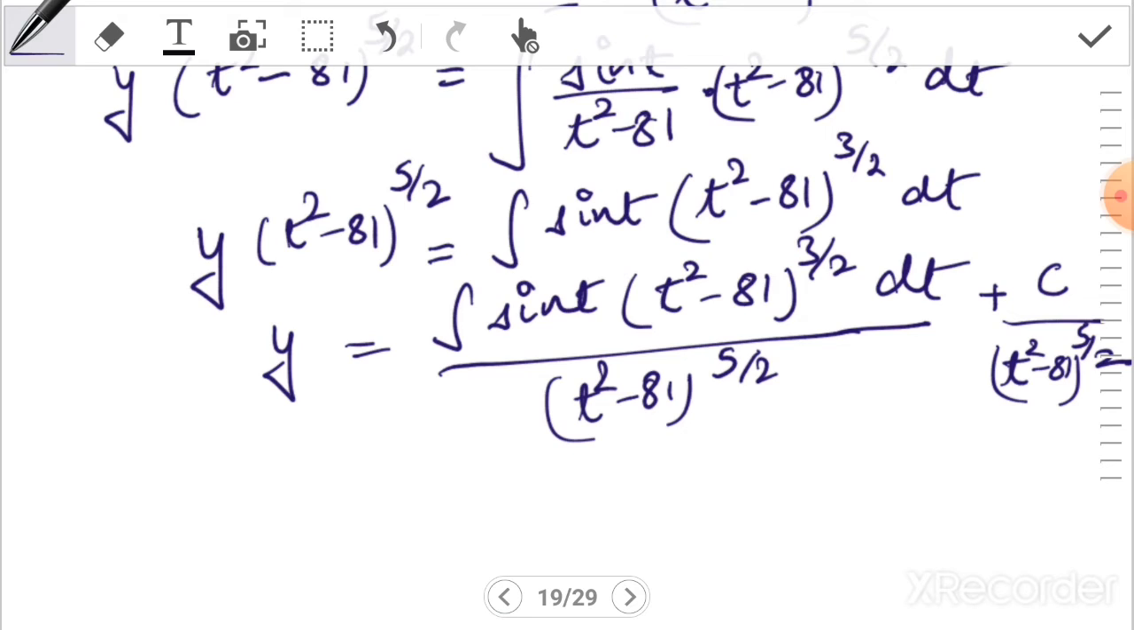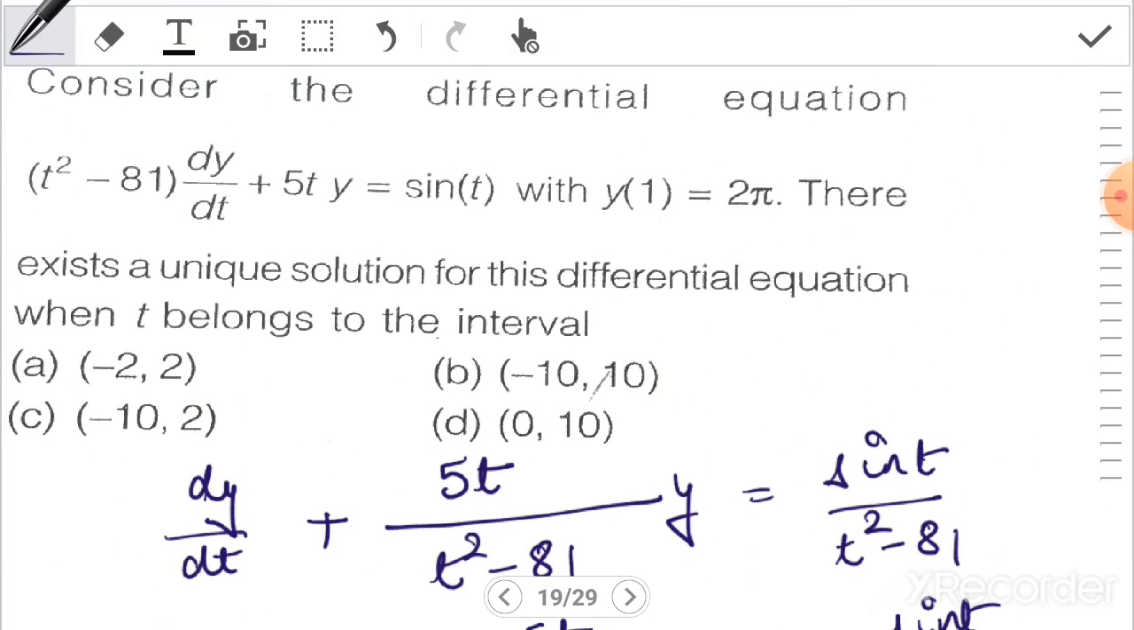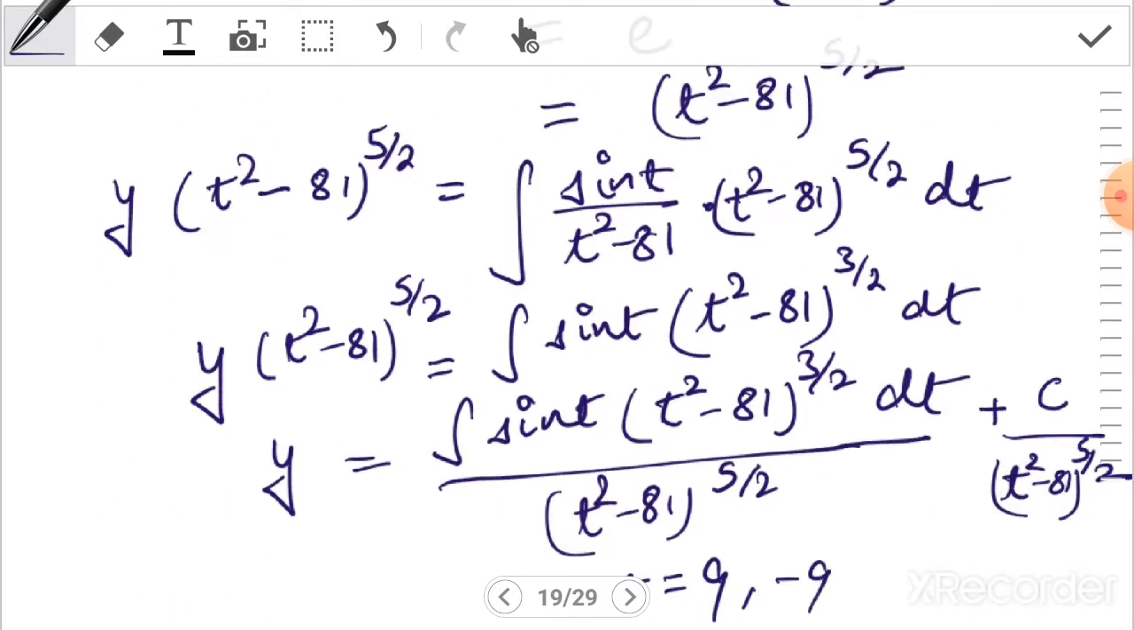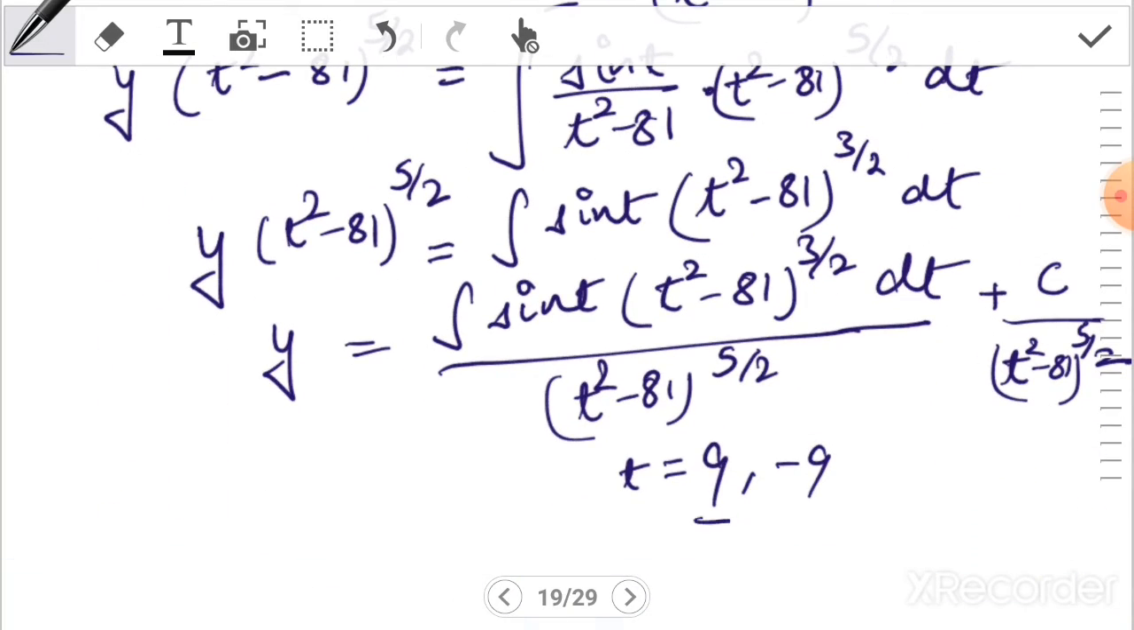Then the solution exists only if t is not equal to 9 or t is equal to minus 9, because then the denominator is equal to 0, that means no solution exists, right? So the interval should not involve plus 9 or minus 9.